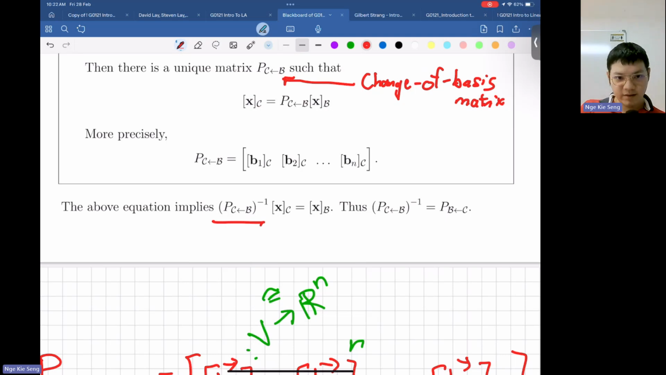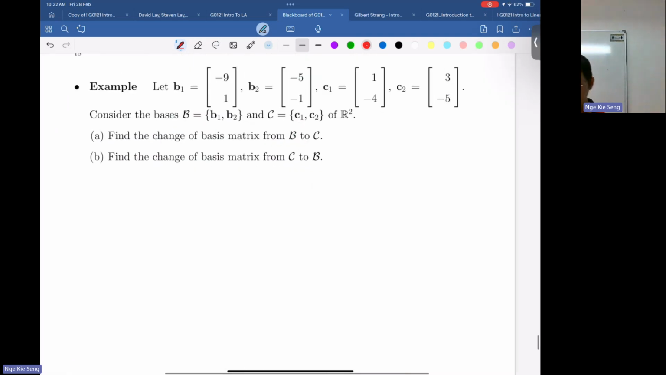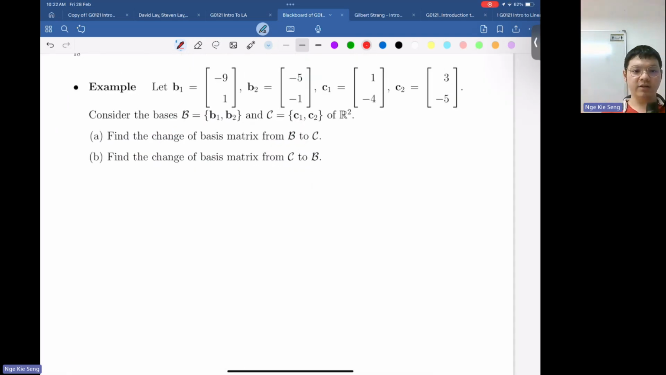Okay, so let's continue. Let's see this theorem in this example here. How do we find it in general? I will guide you to do A first, and then I'll let you do B. I think we will follow the construction in your textbook. Your textbook is quite good. So now we're going to find the change of basis matrix from B to C.